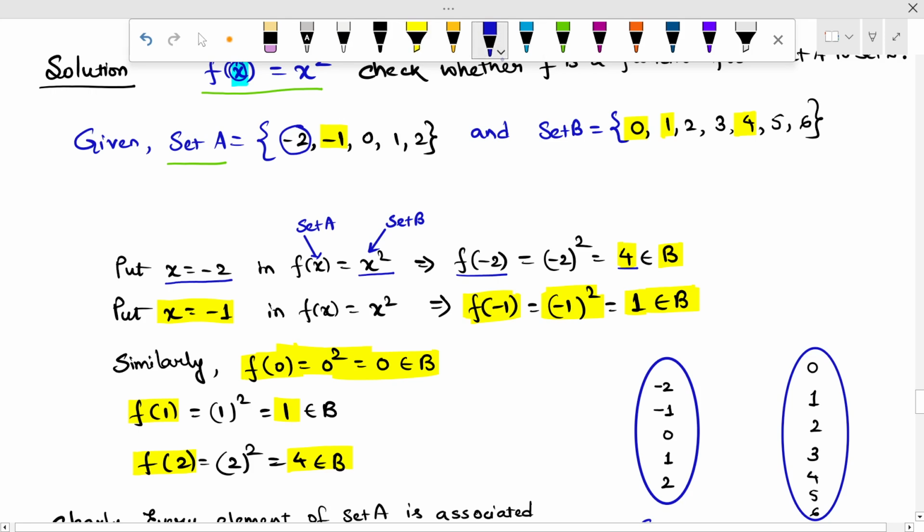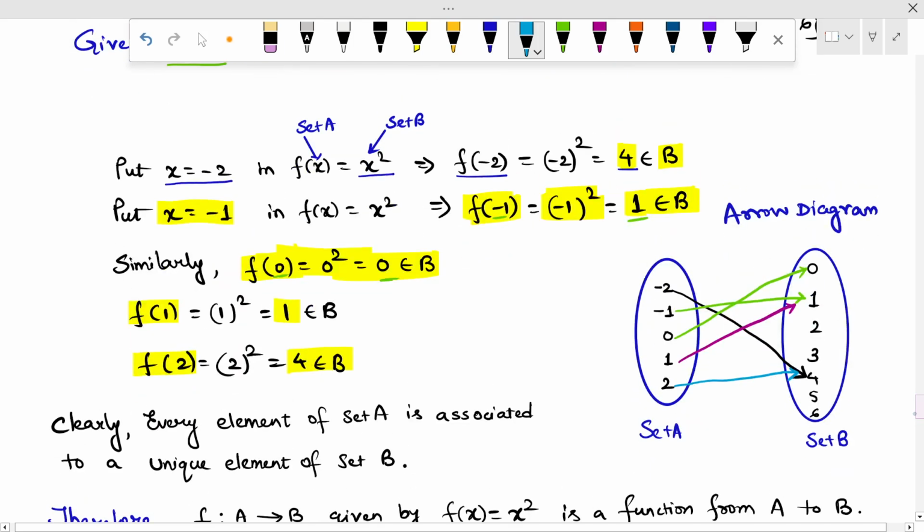So if you draw the arrow diagram over here, you can see that -2 associates to 4, -1 associates to 1, 0 associates to 0, and 1 associates again to 1, and 2 associates to 4.